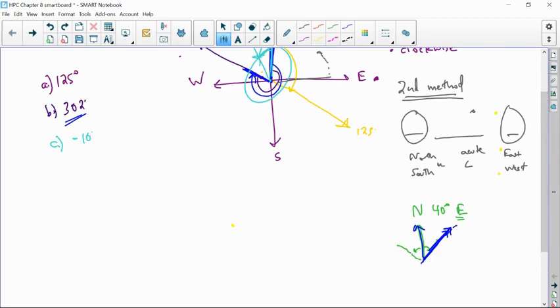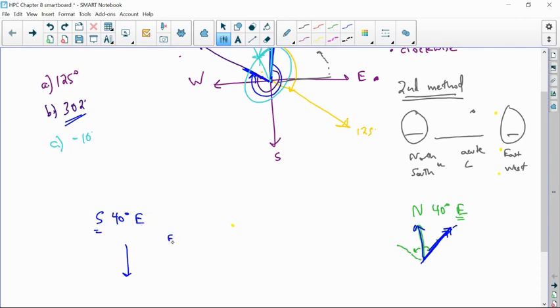Another example. So let's maybe come over here. What if I said south 40 degrees east? Okay, so just change that north to a south. So again, you start with this direction here. So I'm going to go south, so point to the south. And now you're going to open up 40 degrees to the east.